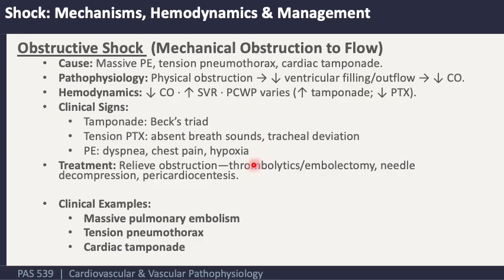Hemodynamics: you have decreased output, which leads to an increase in SVR, and your pulmonary capillary wedge pressure varies. In tamponade, it is increased, but in a pneumothorax, it is decreased. Clinical signs could be those of tamponade. Tension pneumothorax may have absent breath sounds, tracheal deviation, and a PE, of course, you would have the dyspnea, chest pain, hypoxia.